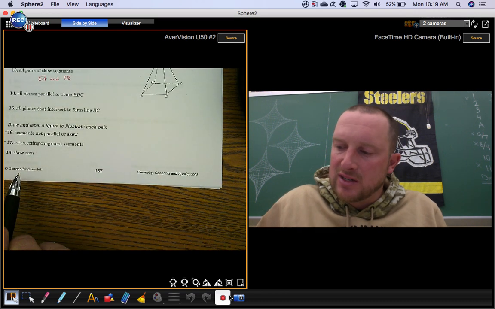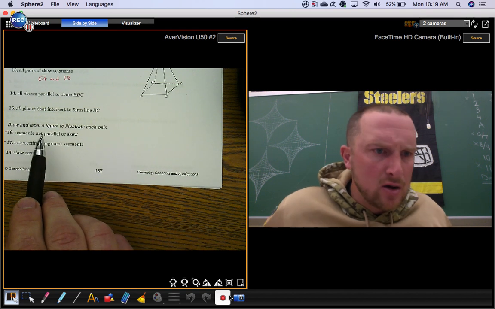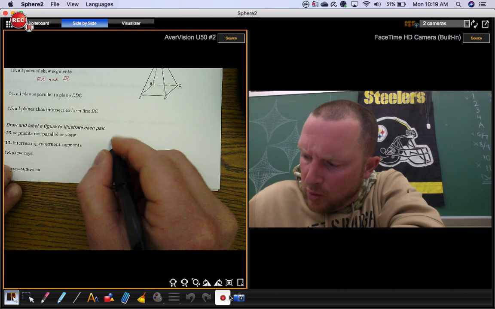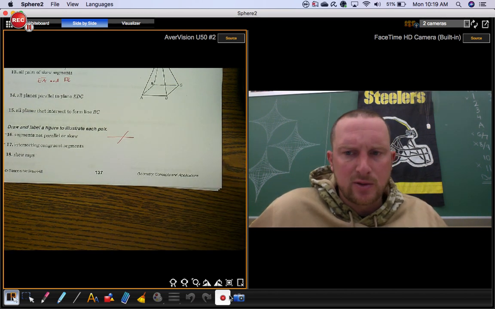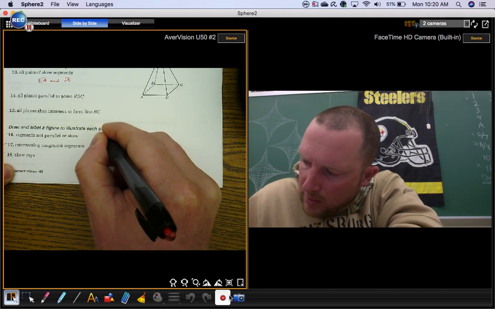We'll skip down to number 16. Draw and label a figure to illustrate each pair. Segments that are not parallel or skew. Well, if they're not parallel or skew, that means they're going to intersect. And that's all you really had to do. You want to put some points here, you could. If you want to name them, you can as well.